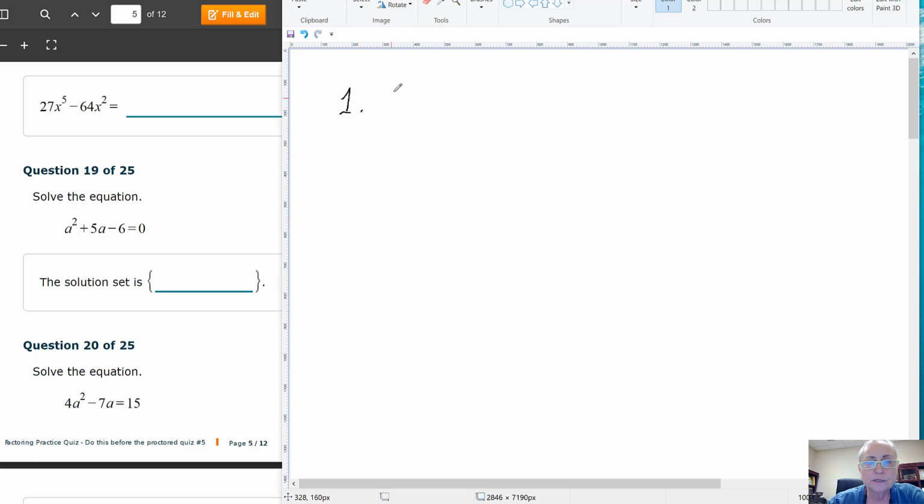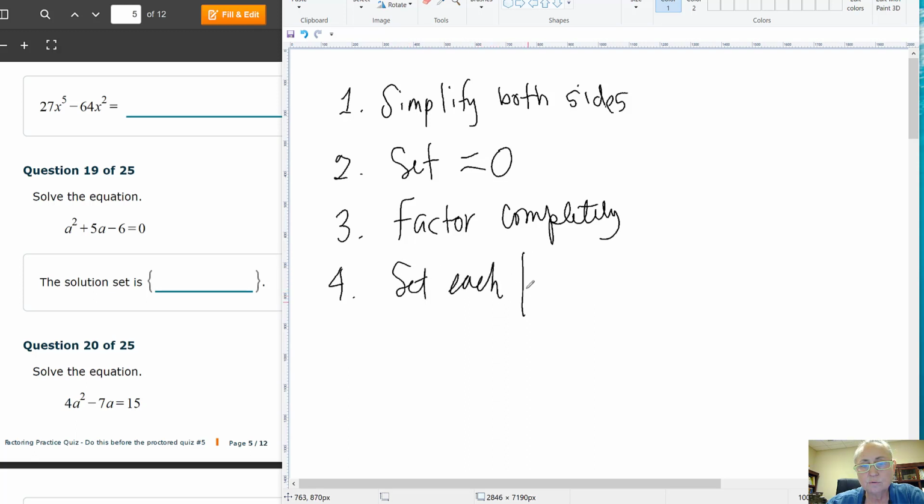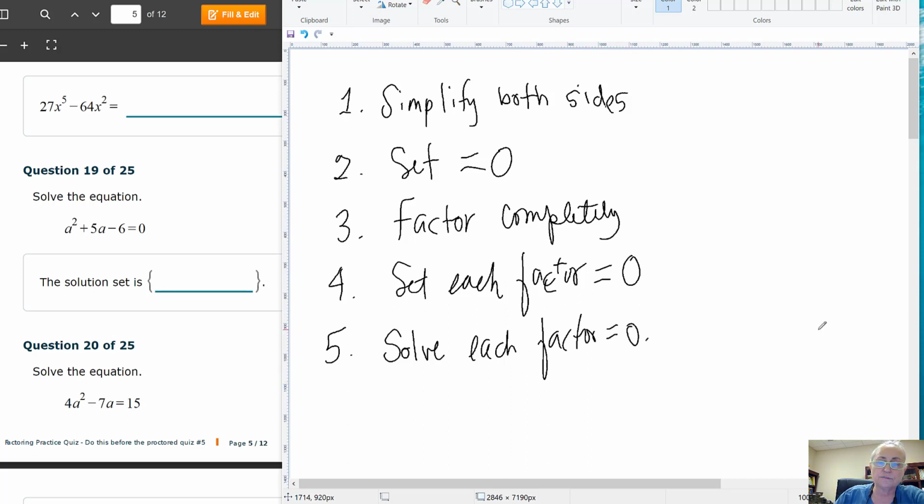Number 1, simplify both sides. So if there are any like terms or any multiplication or anything that you can do, you do that first. Number 2, set equal to 0. That is critical. It must be set equal to 0. Number 3, factor completely. Look for a GCF, count your terms, do all the factoring like we just did. Number 4, set each factor equal to 0. And then number 5, solve each factor equal to 0. So you'll have some new little equations to solve, and that'll be your solution.